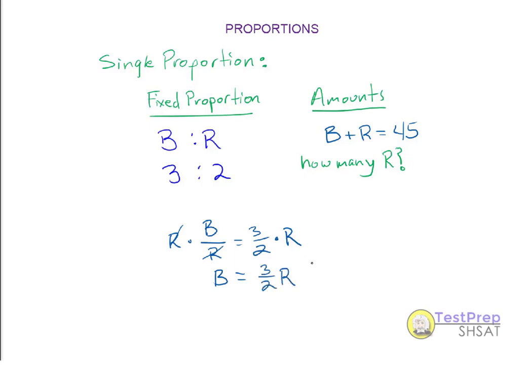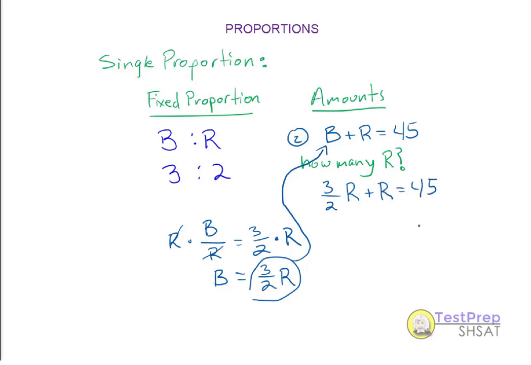Okay, well, it's not a numerical answer like in the last case, but now I can use this with my second equation for the total amounts. B plus R equals 45. I know what B is in terms of R. I'm going to take that and substitute the other way for B in my total equation. B is really 3 halves R, plus R is just, well, R equals 45.